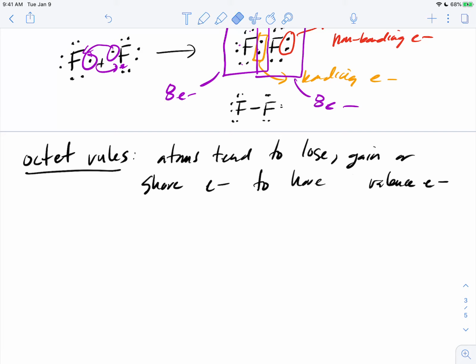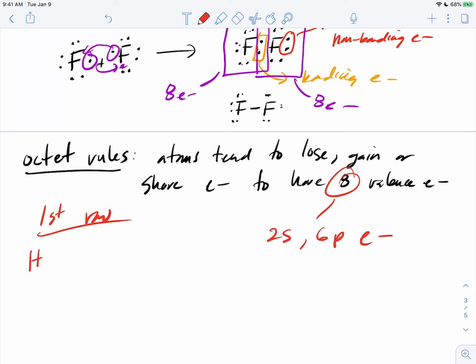Now, let's make that 8 actually look like an 8. That might be helpful for later on. Now, the reason we have 8, this just comes from 2s and 6p electrons to give you 8. So in the first row, where we don't have p electrons, we actually have a little bit of exceptions. Hydrogen only needs to have 2 electrons to fill that 1s. So that's a duet. So 2 valence electrons.